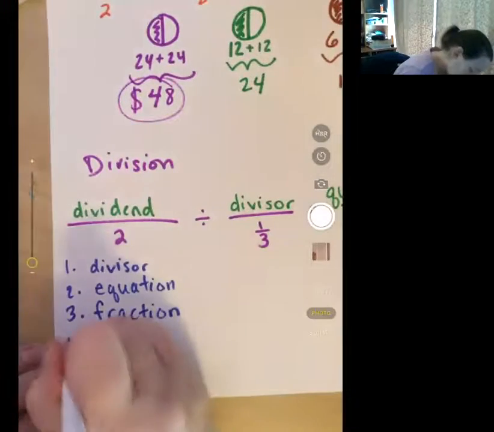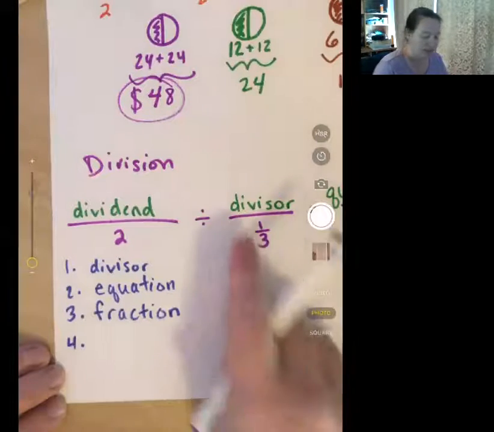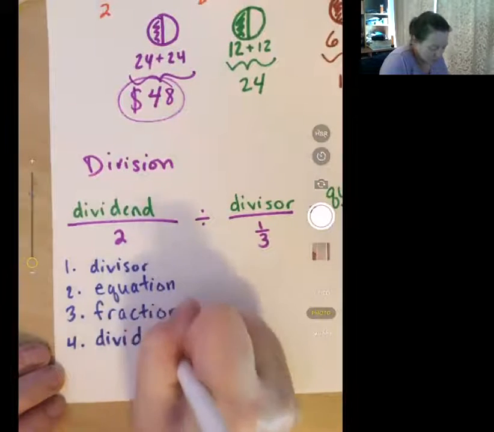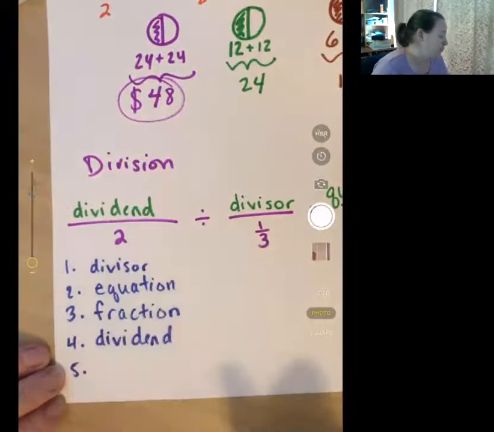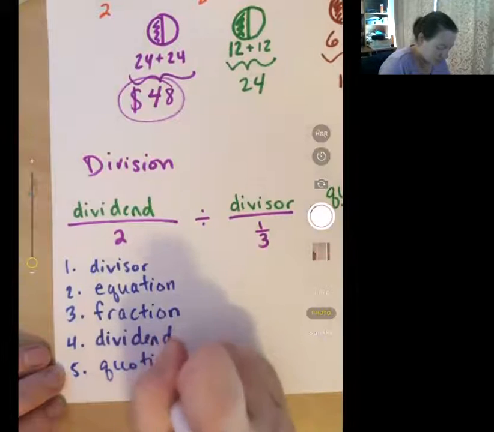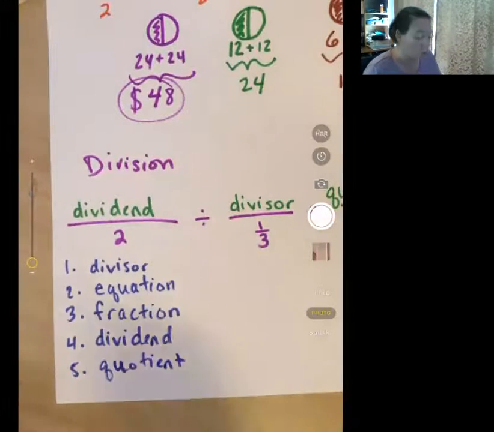Number 4, the blank is the number that is to be divided. The number that is to be divided is the dividend. And number 5, the blank is the number, not including the remainder, which results from dividing. This is one with the Q, quotient. So the quotient is what we end up with at the end.